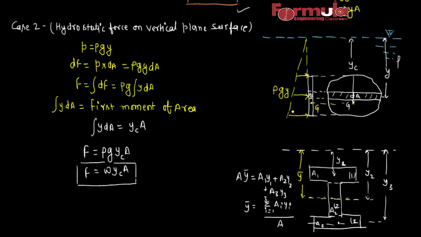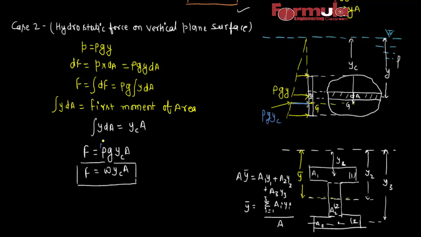Okay, now the pressure intensity at the center of gravity of the body: we know the distance, that is yc, and we know the density, that is rho, so this value is equal to rho g yc. Here at the center of gravity the pressure intensity is rho g yc.